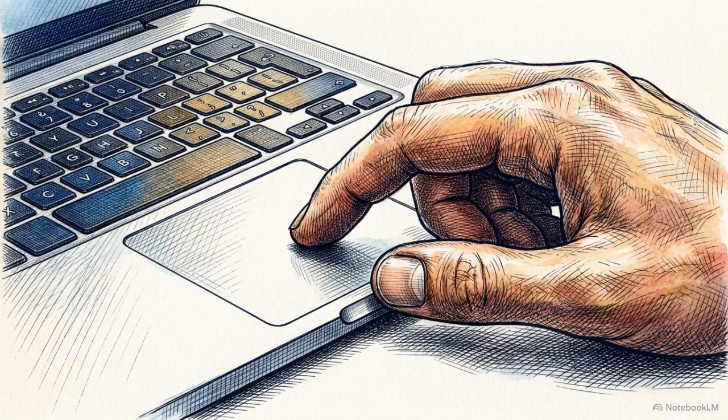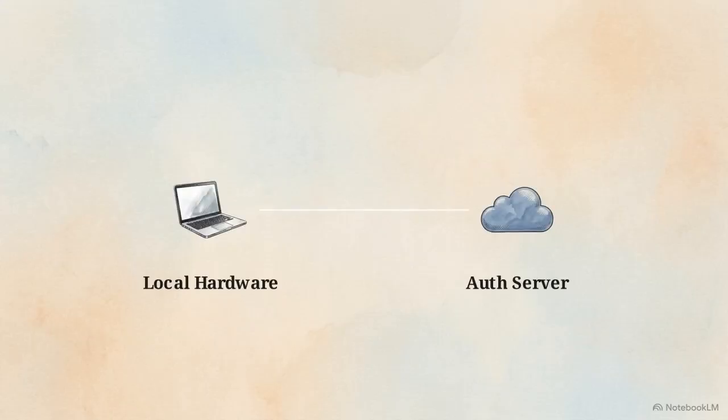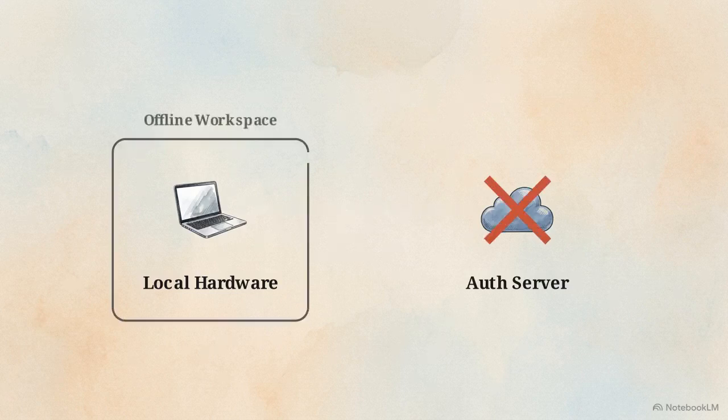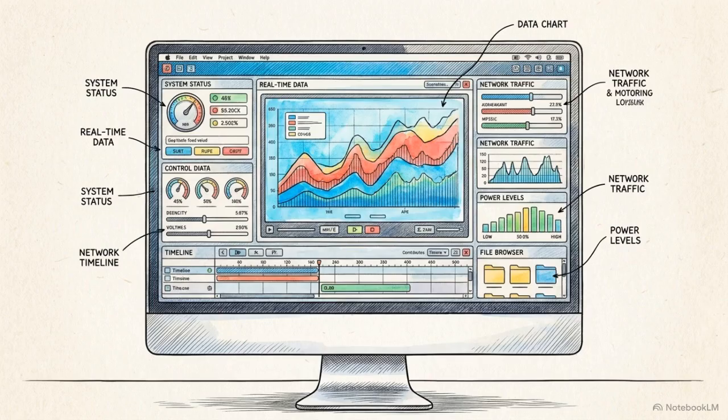You do not have to sign in. To bypass this, look below the main login fields and click Continue Locally, No Internet Needed. This bypasses the authentication server entirely, creating an unregistered offline session. Your files remain strictly on your own local hardware. This selection drops you directly into the main presentation dashboard.